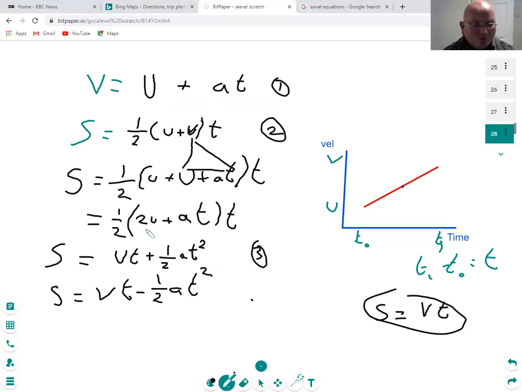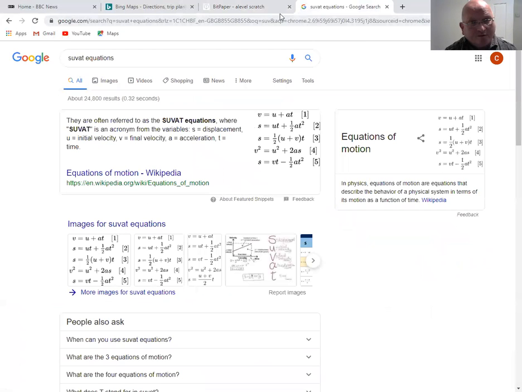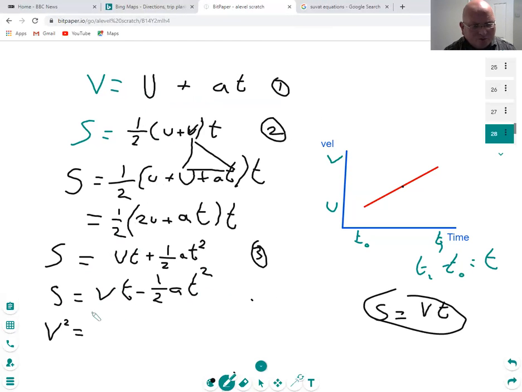And the last one, which I always find fairly easy to remember, is v squared equals u squared plus 2as. When I've been working on these a long time, I would find this one easy to remember, and I just had to go and look it up then. Again, v squared equals u squared plus 2as. And that's the 5th one. So that's the 4th one, and that's the fifth one.